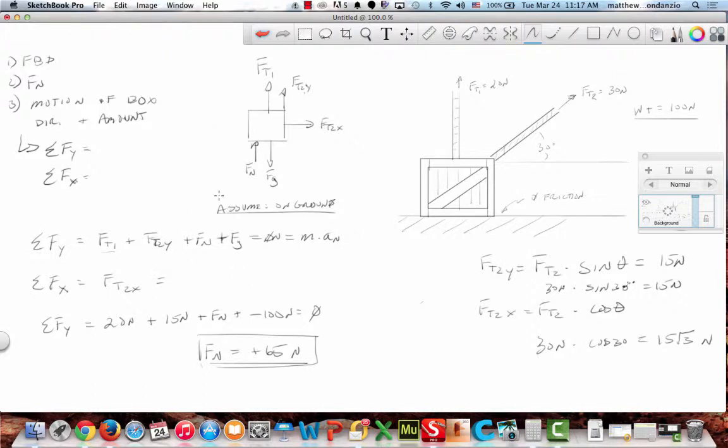What's the value of Ft2x? 25.98 newtons. What does that mean about my movement? What does that mean about my movement, guys? How do I know what kind of movement? Constant acceleration. Well, how do you know that? Because it equals what? Mass times acceleration in the x, right?